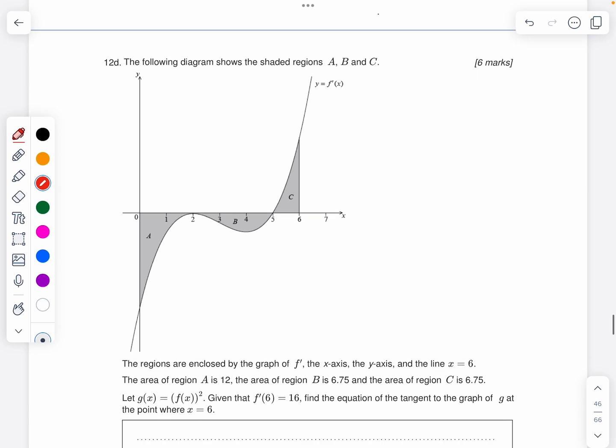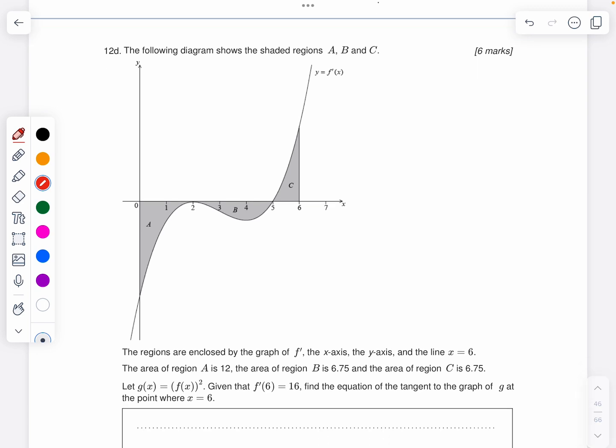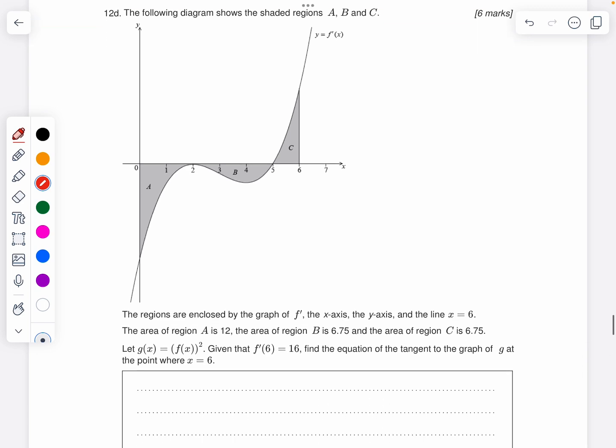Question number 12D. The following diagram shows the shaded regions A, B, C. The regions are enclosed by the graphs. The area of region A is 12, with areas of regions B and C. g of x is equal to f of x whole squared. f prime of 6 equals 16. Find the equation of the tangent to the graph of g where x equals 6.